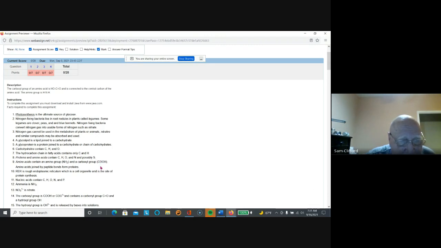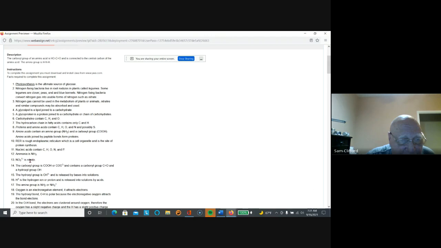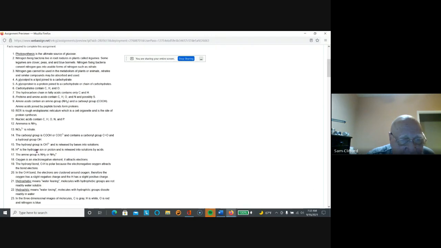Ammonia is NH3, nitrate is NO3 minus 1. The carboxyl group, this will definitely be a question. So it contains the carbonyl group and the hydroxyl group. So C double bond O is the carbonyl and hydroxyl is OH. Hydroxyl group is released by bases. The hydrogen is called the hydrogen ion or proton and is released by acids. The amino group is NH2 or NH3 plus.